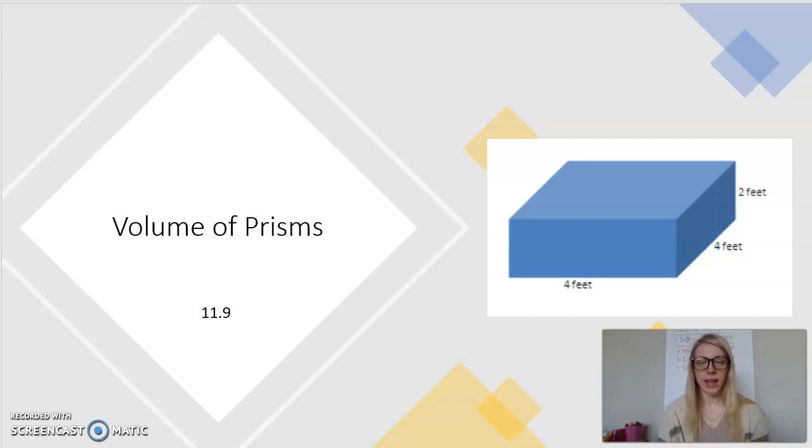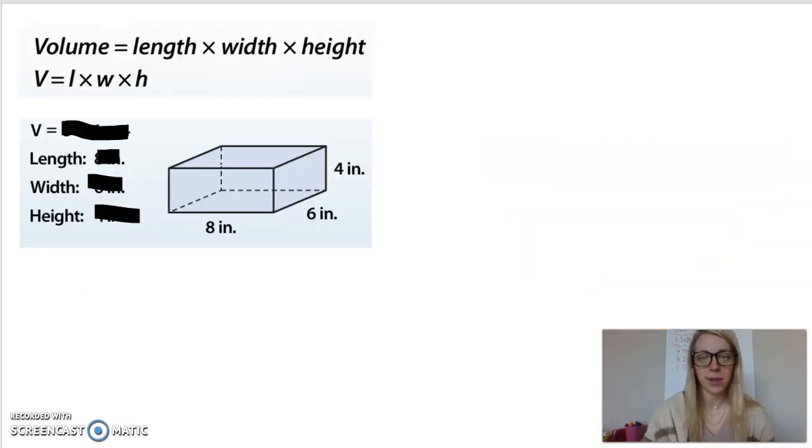Good morning, fifth grade. Today is our lesson on volume of prisms. We're going to be continuing what we've been doing for the past couple of days, so we're just going to continue to build. Today is lesson 11.9, and let's just jump right in.